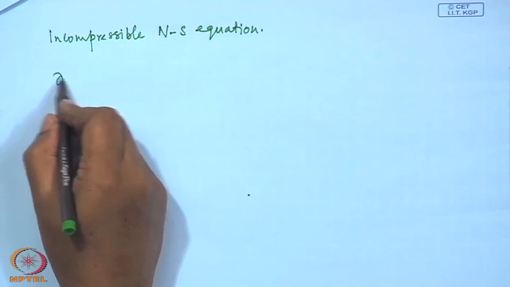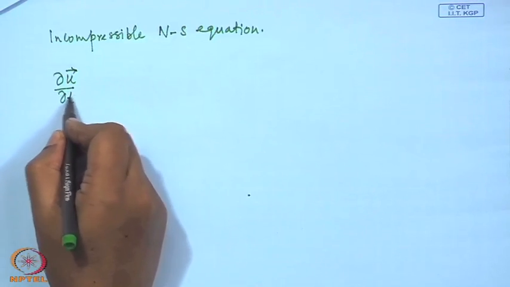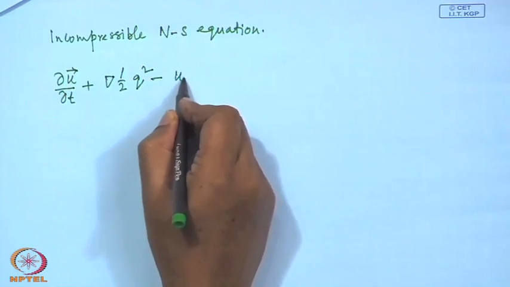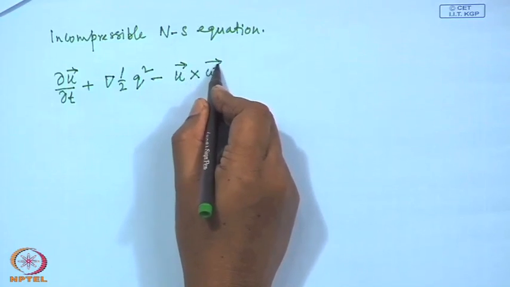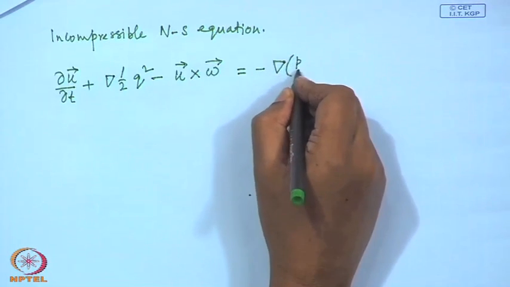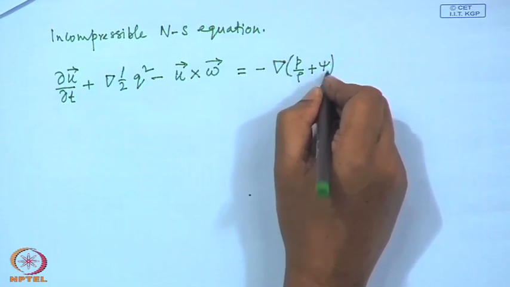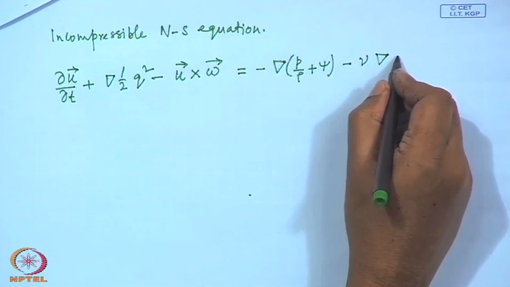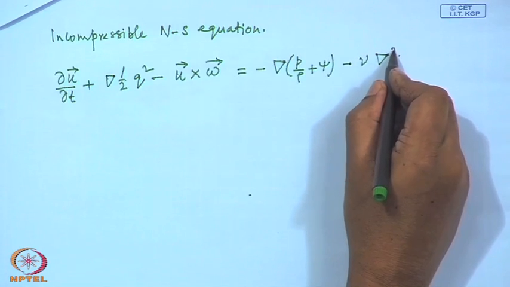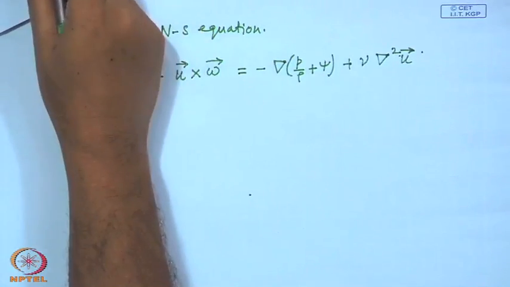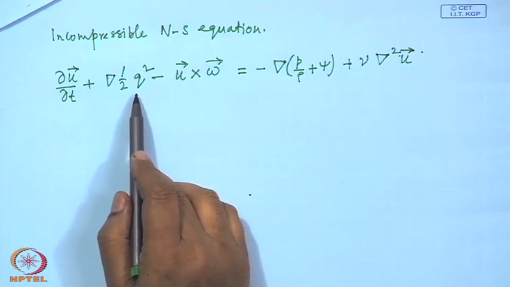We have, applying that vector identity, du dt plus, and this last term we will write as it is. This last term, instead of writing this, we will write the first one. Only this second term, that convective acceleration part, we are writing using this vector identity.